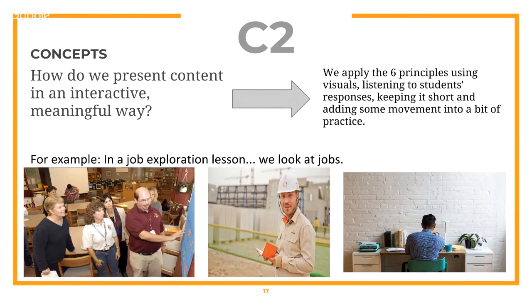Exactly. As an example here, how do we present in a meaningful way? We apply the 6 principles that we have talked about. We use visuals. We listen to students' responses. We move it around to make it more relevant to our students if necessary. Keep it short, and we maybe add some movement if possible. For example, in our job exploration, we look at some pictures of jobs. Right, images are worth 1,000 words, as they say.